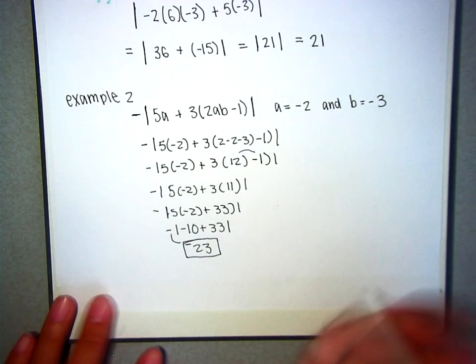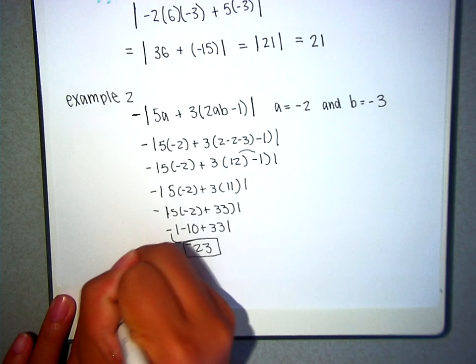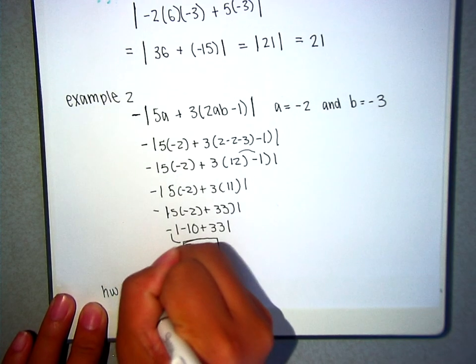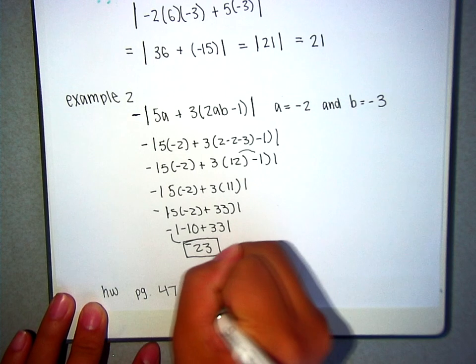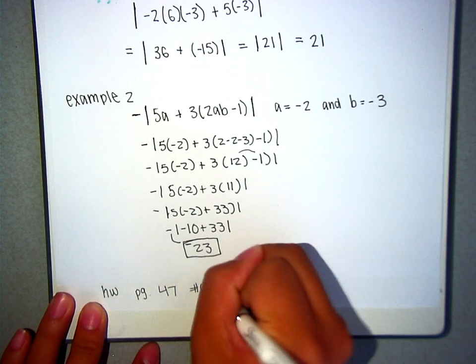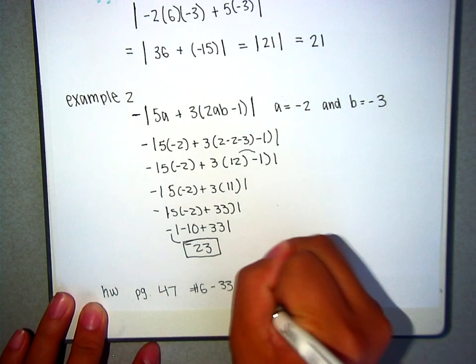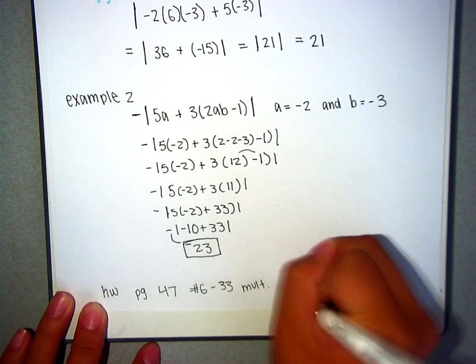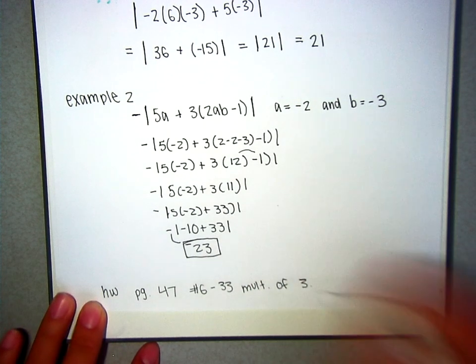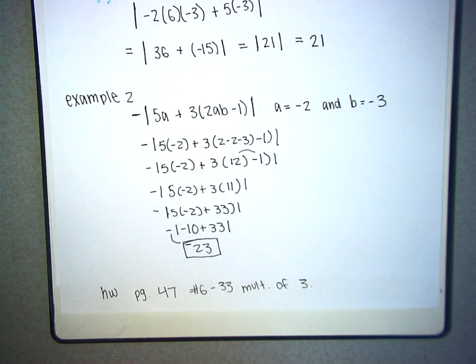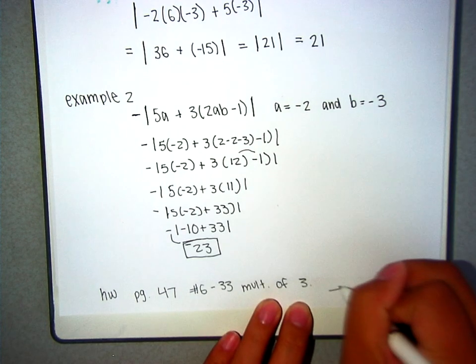Okay, guys, your homework assignment. Page 47, number 6 through 33, multiples of 3. Multiples of 3 means that you start with number 6, and then what's the next one you do? 9, and then 12, 15, etc. It does not mean do the whole assignment 3 times.